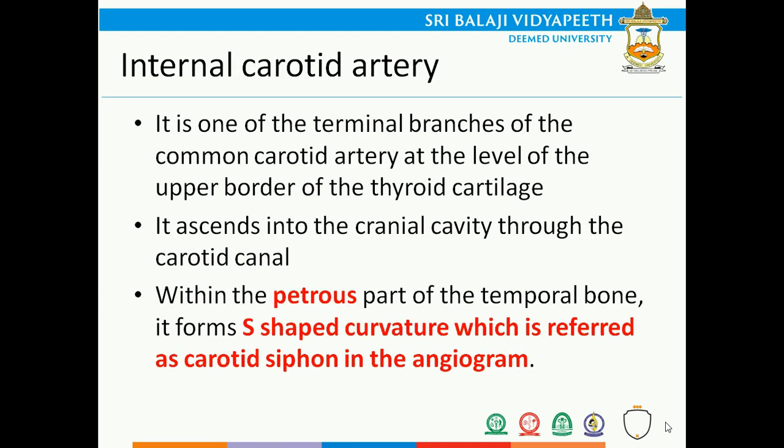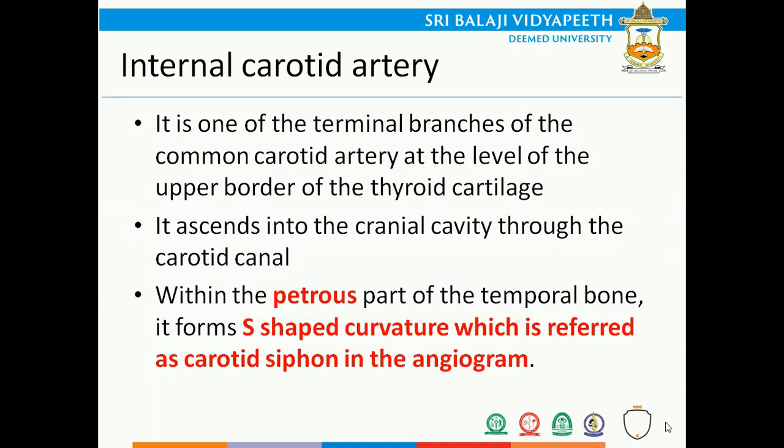Let's go into the internal carotid artery. It's one of the terminal branches of the common carotid artery, which is known to you, and it divides into the internal carotid and external carotid at the upper border of the thyroid cartilage. It ascends into the cranial cavity through the carotid canal, which is present in the base of the skull, and within the petrous part, when it enters, it gives an S-shaped curvature, which is referred to as the carotid siphon.